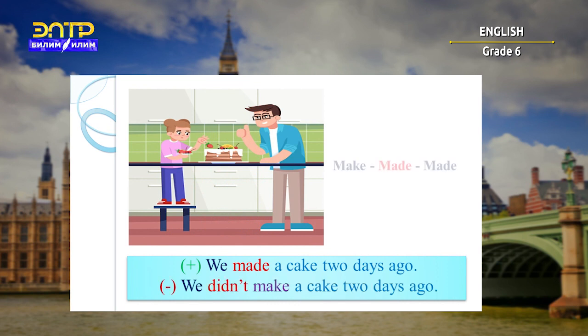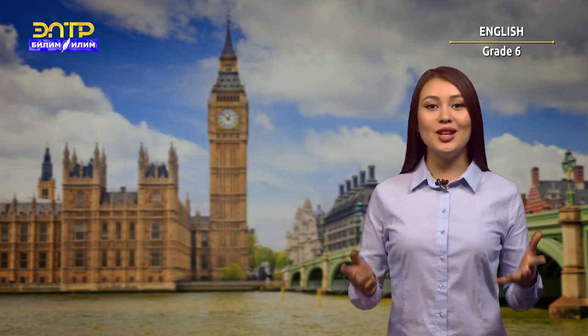We made a cake 2 days ago. We didn't make a cake 2 days ago. Children, let's watch an interesting video about irregular verbs. Listen carefully and try to repeat aloud all the verbs that you hear in the video.